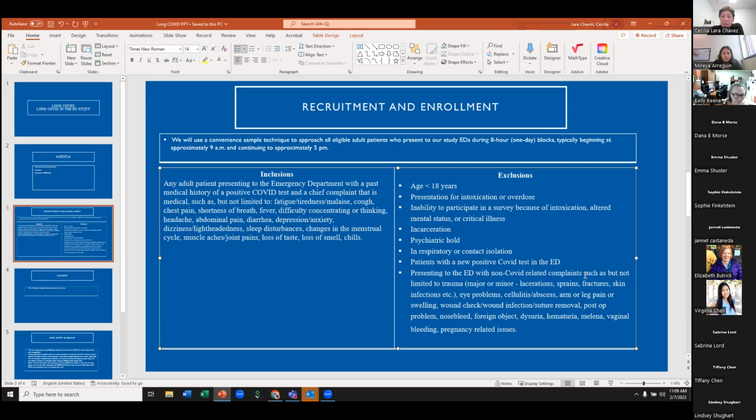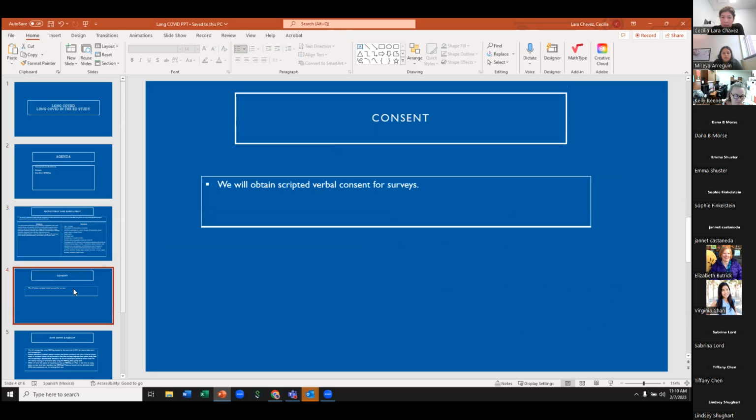And then these would be the complaints that if you see it in the chart as a chief complaint, you wouldn't approach them. So like if they have trauma, major or minor, like lacerations, sprains, fractures, skin infections, eye problem, obviously they're not related to COVID, or they're not typically related to COVID. Cellulitis, and the list goes on. Then to consent the patient, it's just going to be a verbal consent. So no signature or anything needs to be collected from the patient.